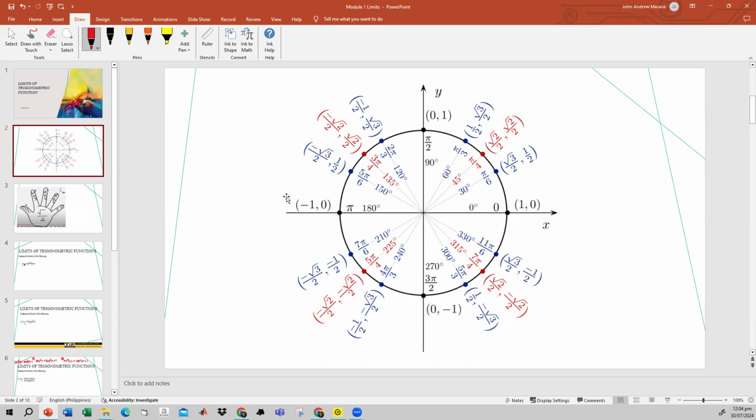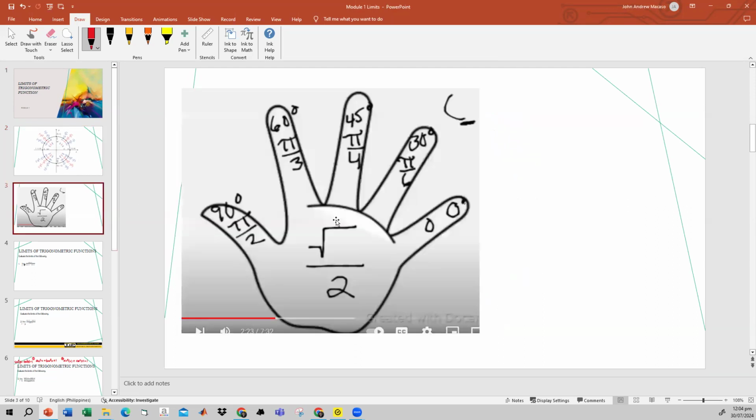So for this lesson, I'll teach you the tricks on how you'll be able to memorize this all. Okay, so we will use our left hand. So we'll assign a degree or a specific value to each finger. So let's say, for example, for the little finger, we'll assign 0 degrees.